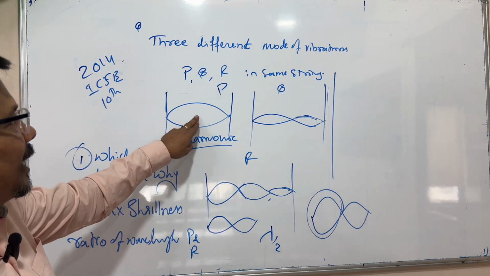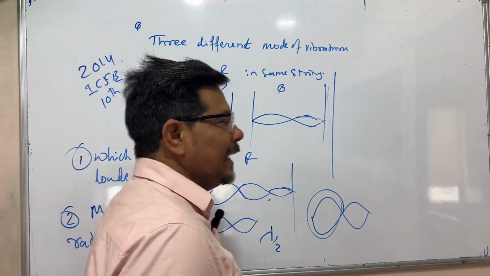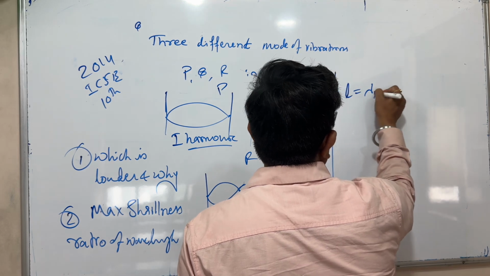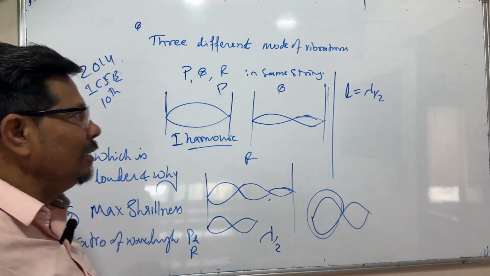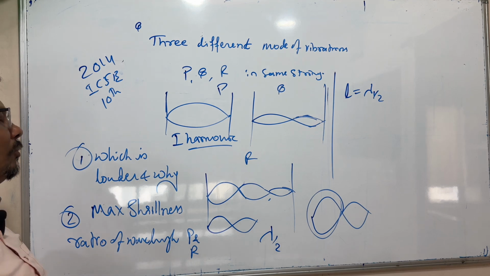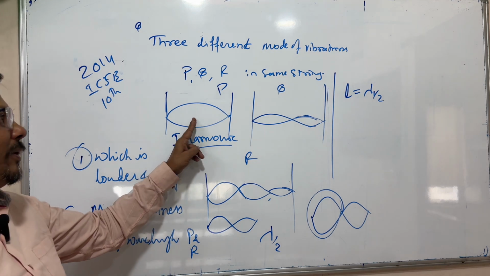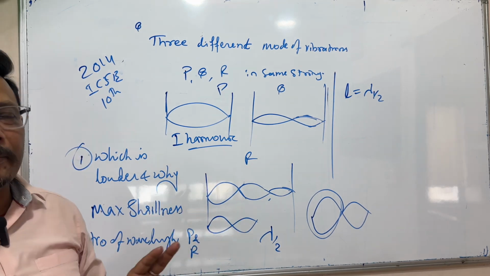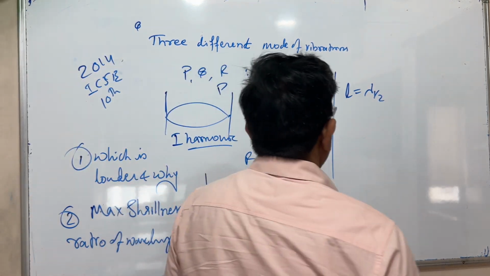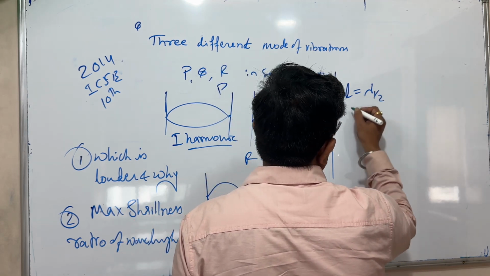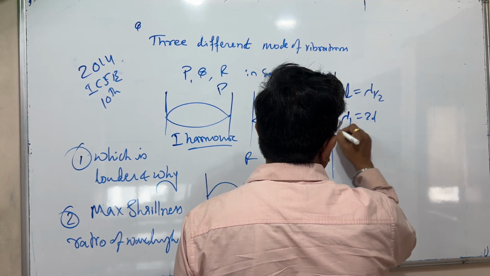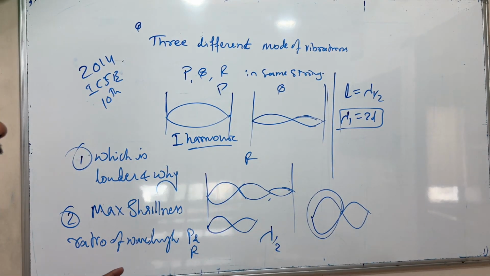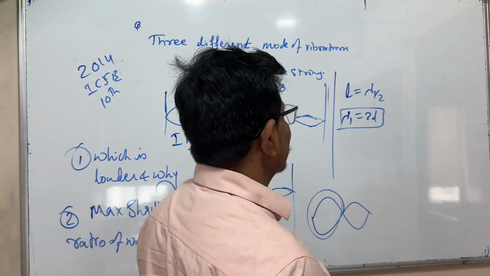What is the length of the string? Lambda by 2. The length of the vibrating string is L equal to lambda by 2, where lambda is the fundamental wavelength, the fundamental mode. This is the fundamental frequency, this is the second harmonic, and this is the third harmonic. Harmonic is nothing, just a frequency. Lambda 1 is equal to 2L. Whatever the length, the wavelength is 2 times the length. So lambda is equal to 2L.